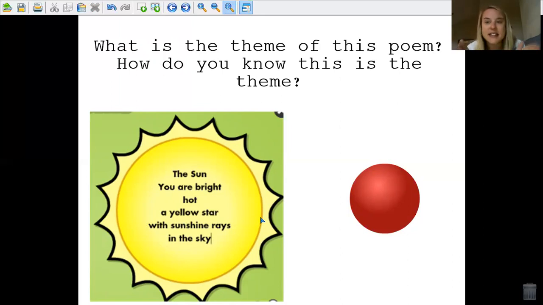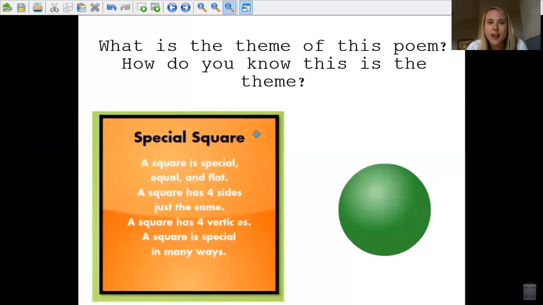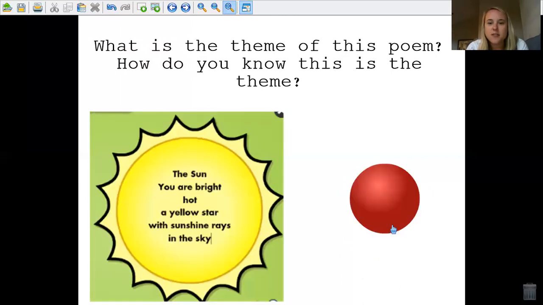Ooh, another thing I didn't even think to mention is, guys, look at this other text feature that really tells us what the poem's about. The illustration. It's a picture of the sun. Look back at the last one. It's a picture of a square. That is so cool. So, if you said all about the sun, you guys rock.